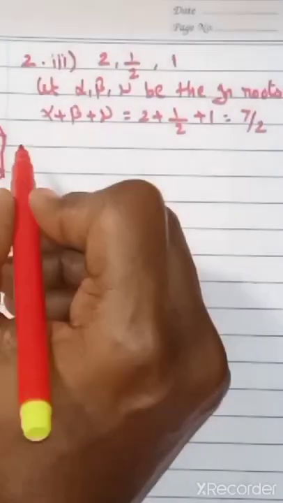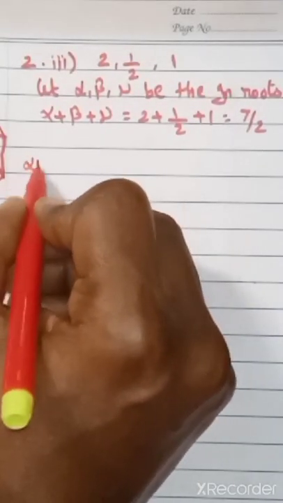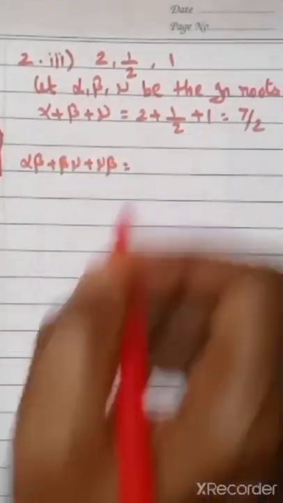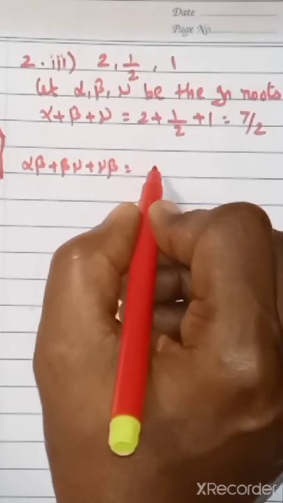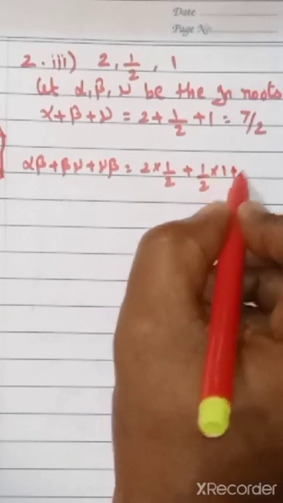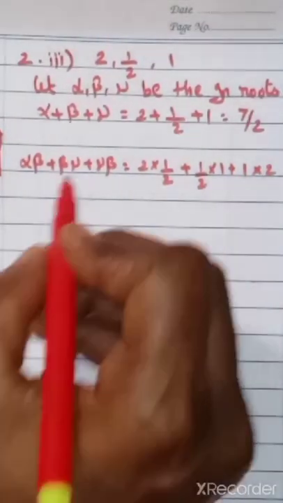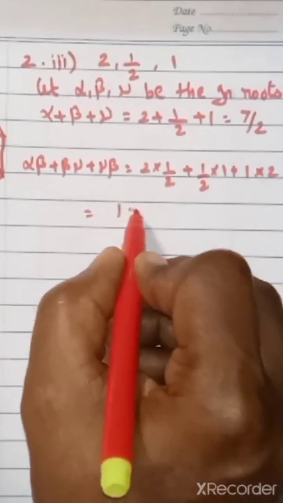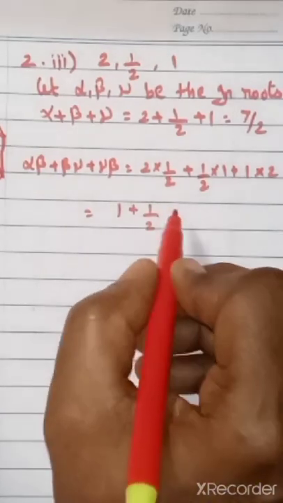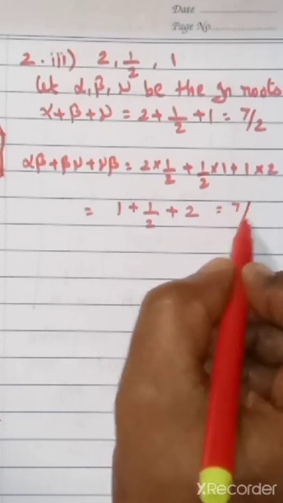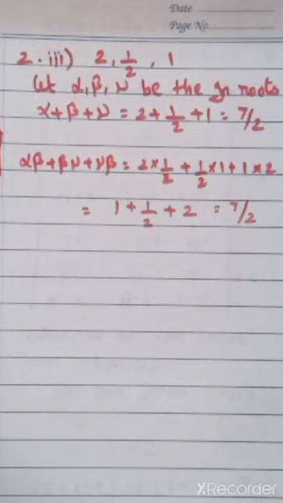Is that right? Now sum of two roots: alpha beta, beta gamma, gamma alpha. Correct? Which is equal to 2 into 1 by 2 plus 1 by 2 into 1 plus 1 into 2, which is equal to 1 plus 1 by 2 plus 2. Again, this is also 7 by 2. Sum of single root completed, sum of double root completed.